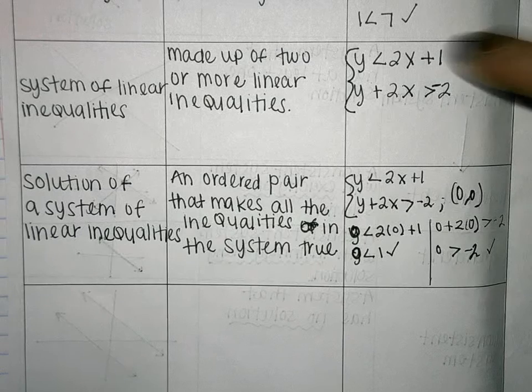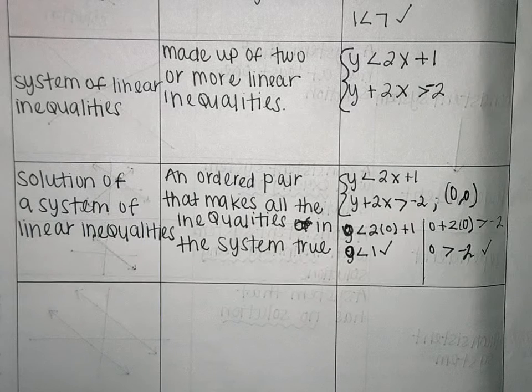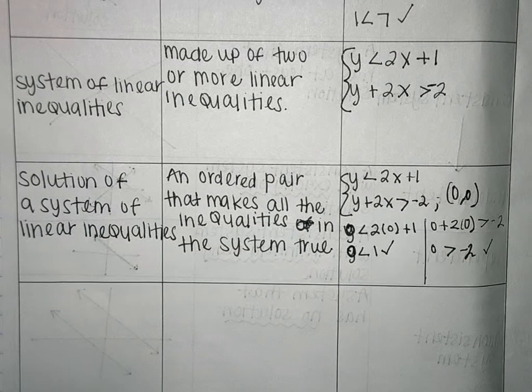An example could be y less than 2x plus 1 and y plus 2x greater than negative 2. And as always, we can put those together using the curly brackets.